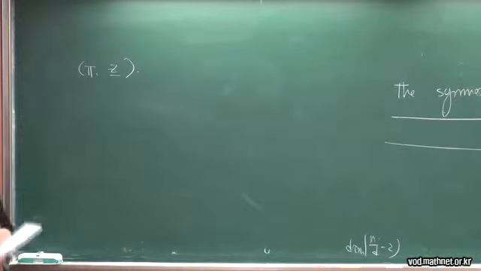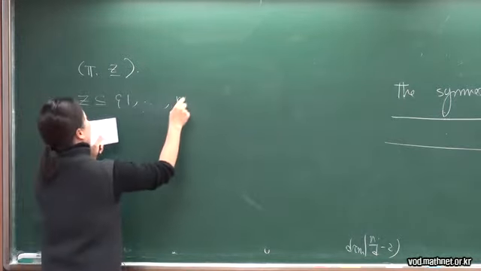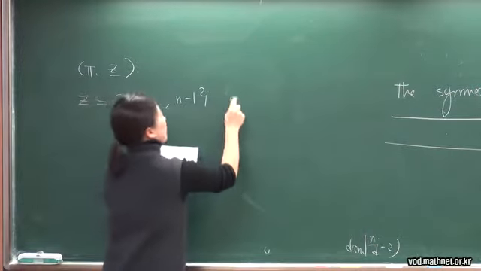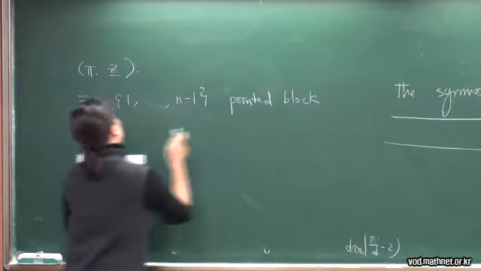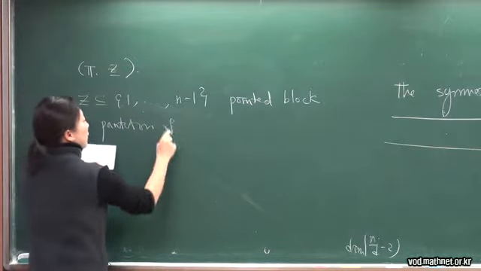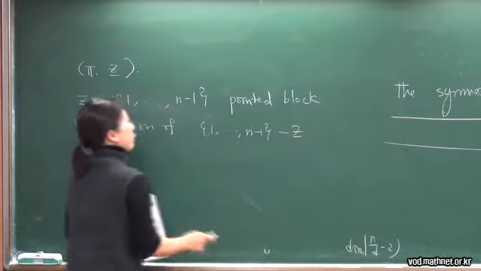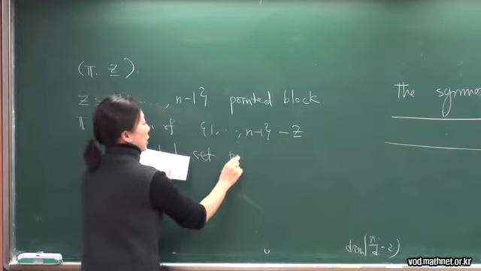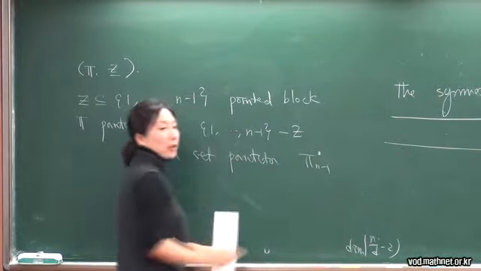I will introduce pi, Z. Z is a subset of 1 to n minus 1, and we call the final block the pointed block. Next, pi is a partition of the complement of Z, and we say this is the pointed set partition, Pi_{n-1} with a dot.